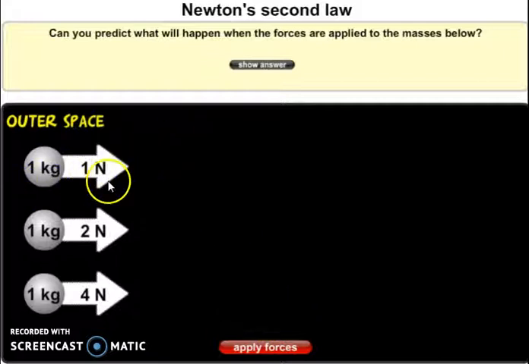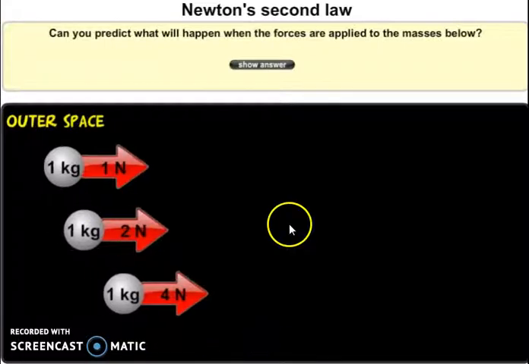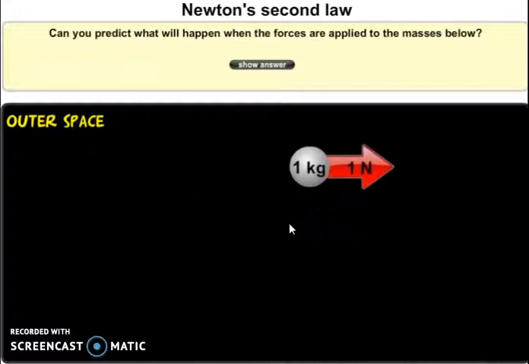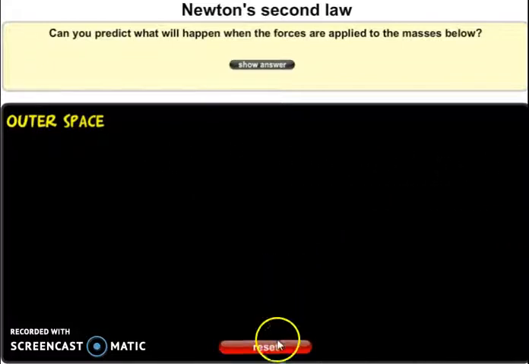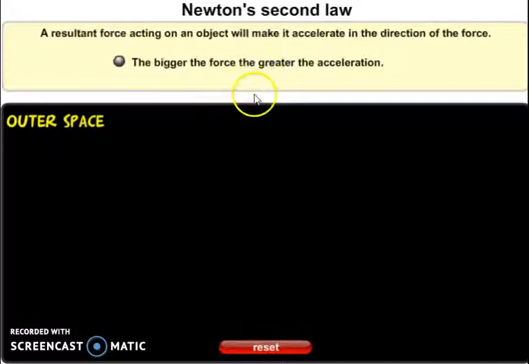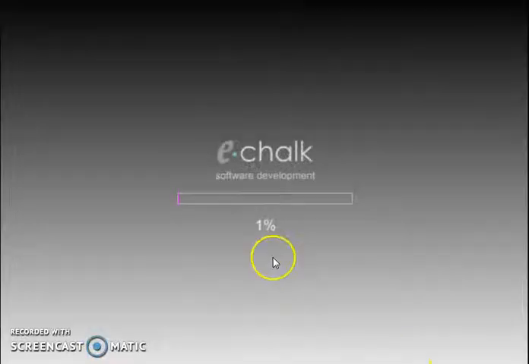Second law: what will happen, we've got three objects here, same masses, but different forces. You can consider these to be resultant forces. So which one do you think will accelerate the fastest? Okay, fastest, you can see the one with the largest resultant force, right? Okay, so the bigger the force, the greater the acceleration.